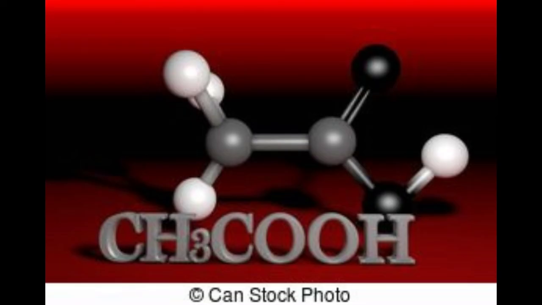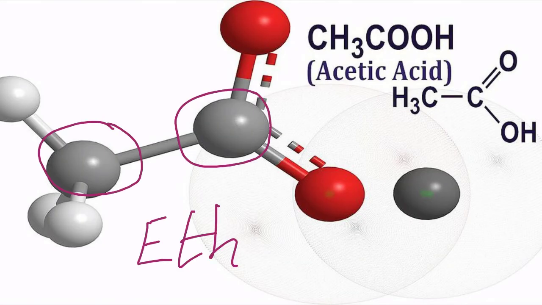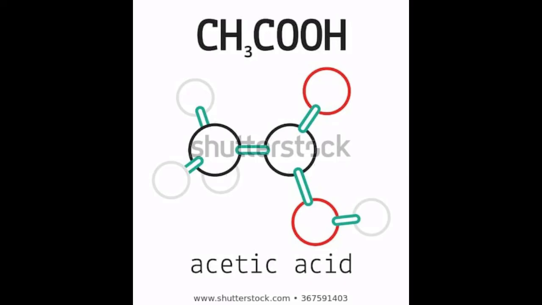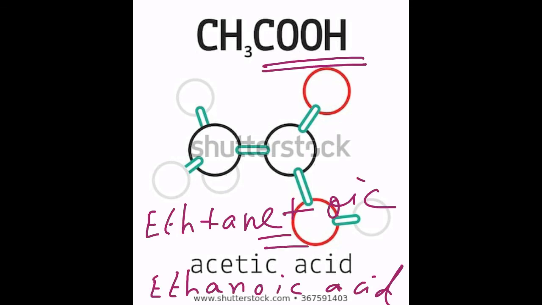The next example is acetic acid. Step 1. The parent chain consists of 2 carbon atoms. The root word is eth. Step 2. All are single bonds between the carbon atoms of the chain. So the primary suffix is ane. Step 3. Since the compound contains the COOH group, it is a carboxylic acid. The secondary suffix is oic acid. The name of the compound is eth plus ane plus oic acid is equal to ethanoic acid.